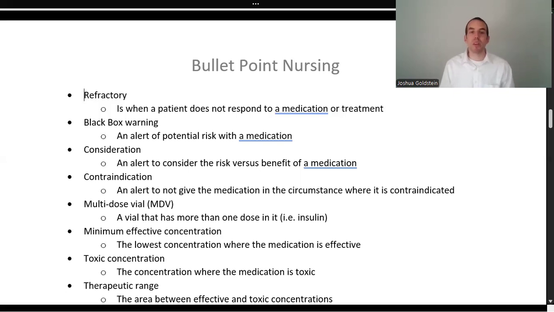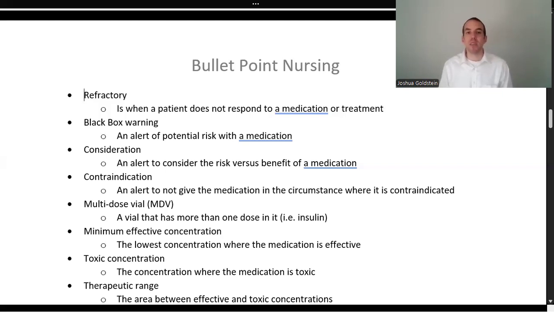There are many examples, though, of MDVs, multi-dose vials. One common example is going to be insulin. And again, that's a vial that has more than one dose. It is critically important that nurses really check what they're doing with these vials, because it is very easy to give the patient way too much or way too little, as opposed to a standard single-dose vial where generally you're just drawing up the whole vial and you're good.